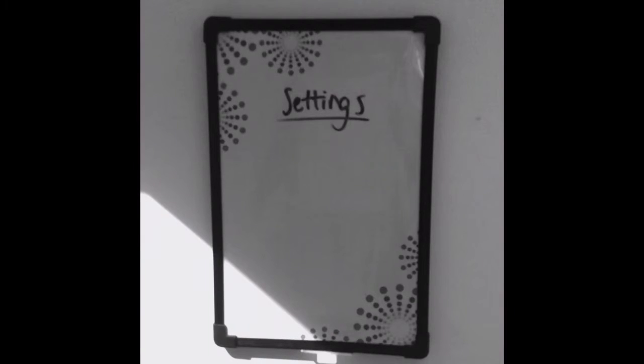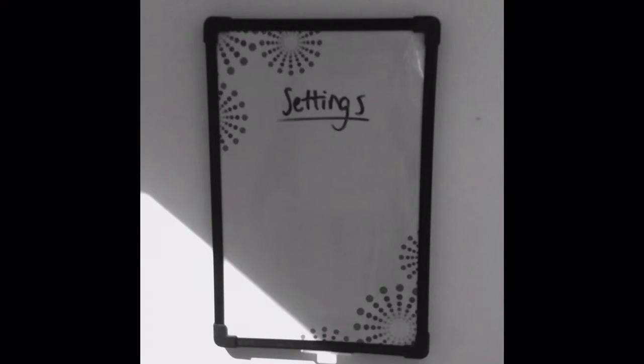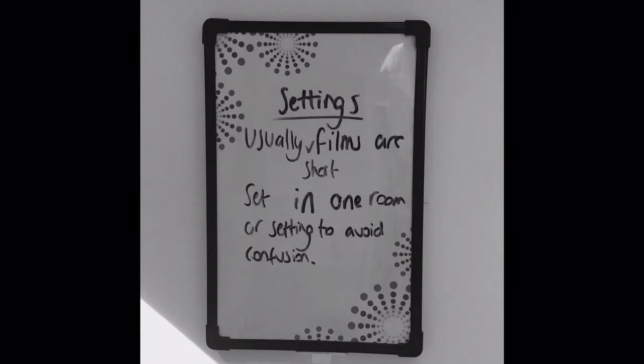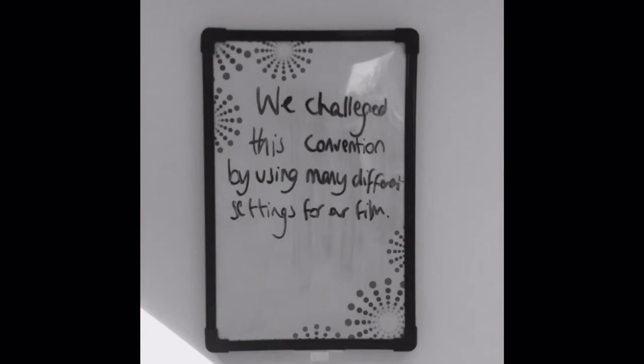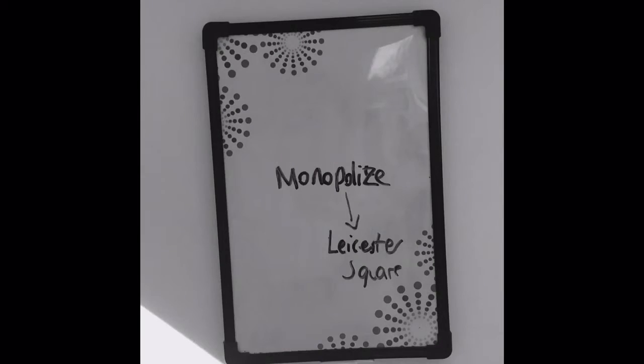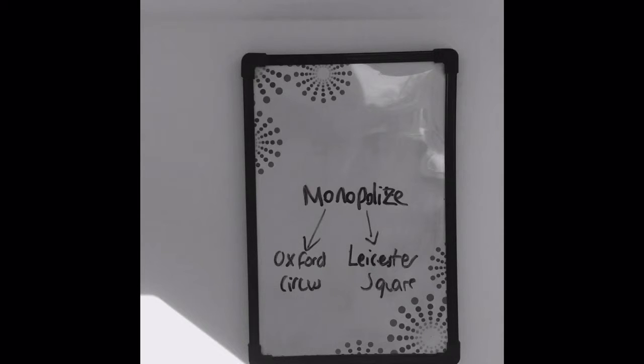Settings. Settings in short films generally take place in one sort of setting as not to confuse the audience. However, we've decided to go against this because we do need, in an action adventure film, to show travel obviously. In Monopolize we've used Leicester Square, Oxford Circus, tube stations, various ones, and a living room of one of our actors' houses.